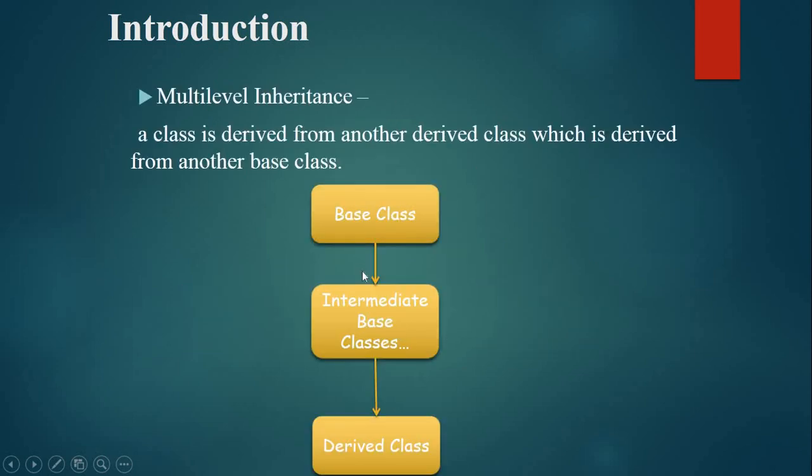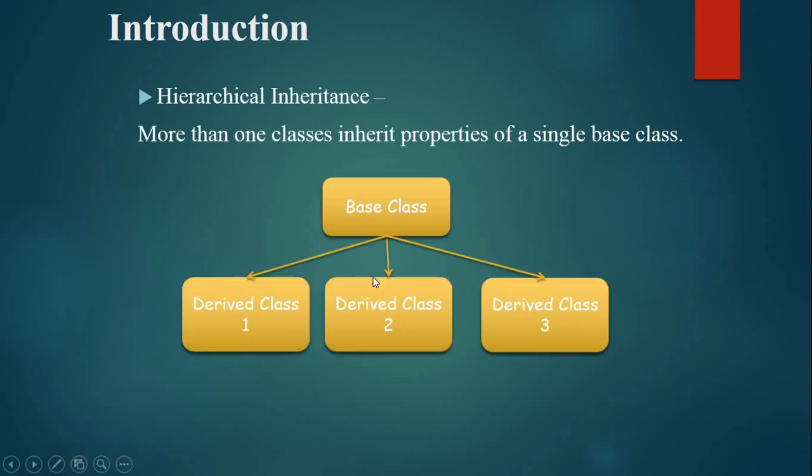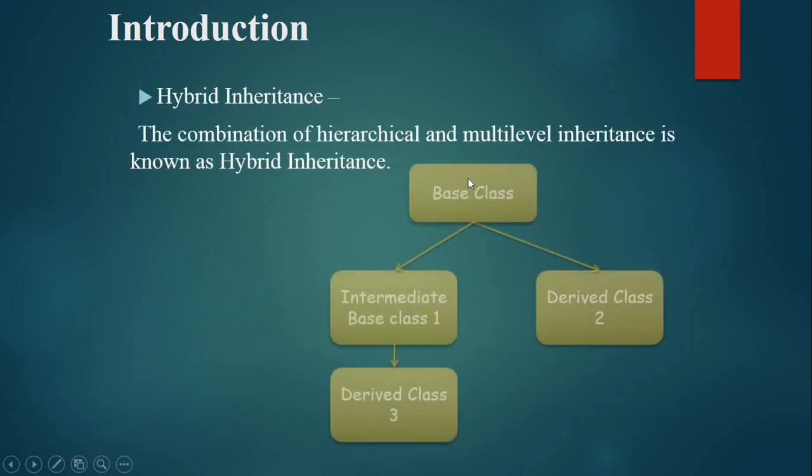This is the multi-level and this is the hierarchical. So this is a combination of both multi-level as well as hierarchical. So this is the hybrid inheritance. The combination of hierarchical and multi-level inheritance is known as hybrid inheritance.